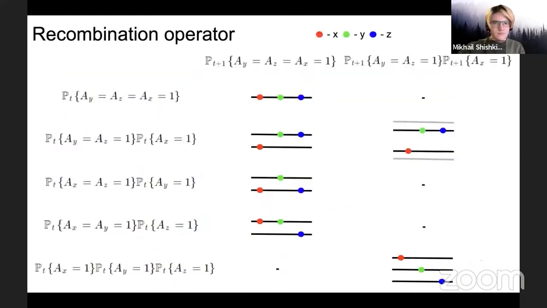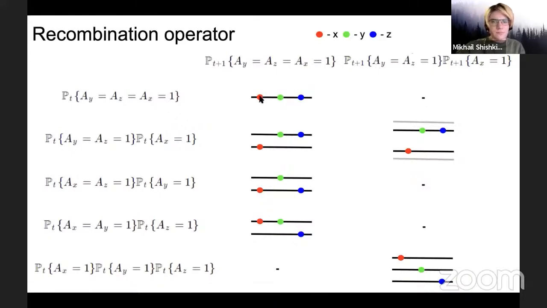And let's look at these probabilities. So here we have probabilities for generation T, and here we have probabilities for generation T plus 1. And this is the probability for the event when we have only one chromosome with 3 loci that were inherited from the first source population. So red color indicates X, green is Y, and blue is Z.